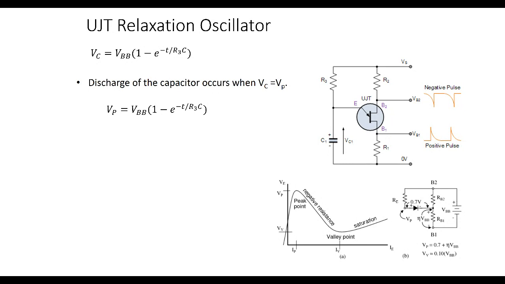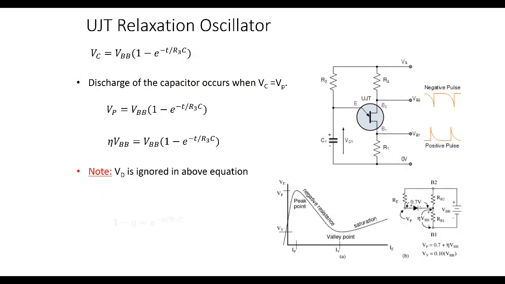So at the peak, we get our maximum. This is where we have maximum resistance, and at the valley point, that's where we get the minimum resistance. Because you remember, after it fires, then you have that inverse resistance. So this is where you have the small resistance right here.